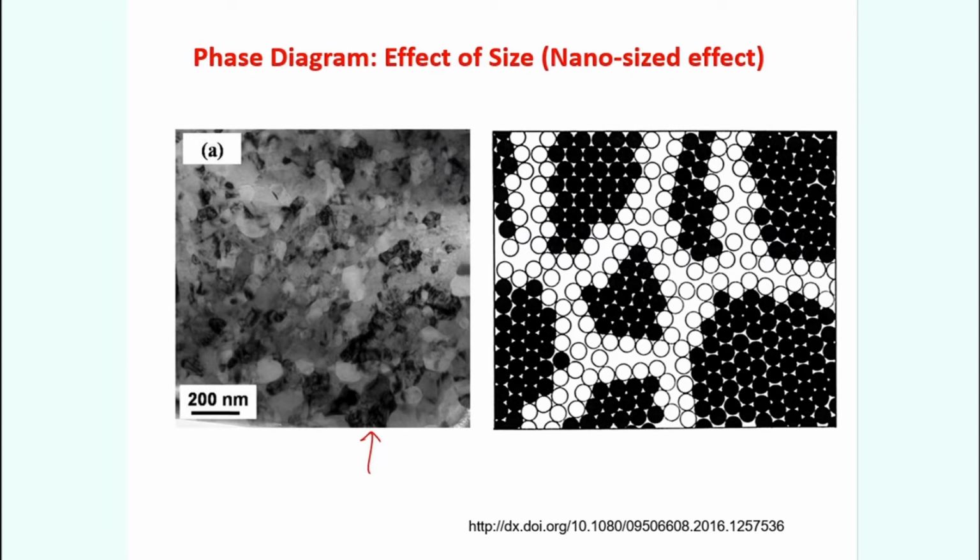Then grain boundaries, by default, because of their atomic structure, are going to have a higher energy compared to the grains, because in the grains atoms are nicely arranged, but in the grain boundary they are not.